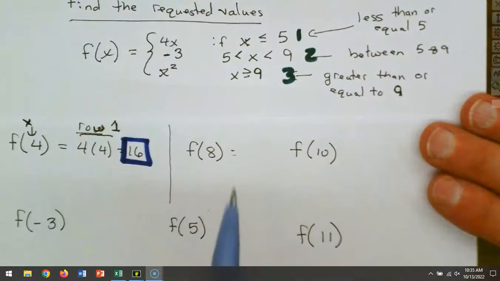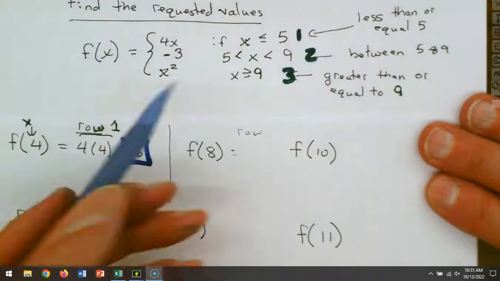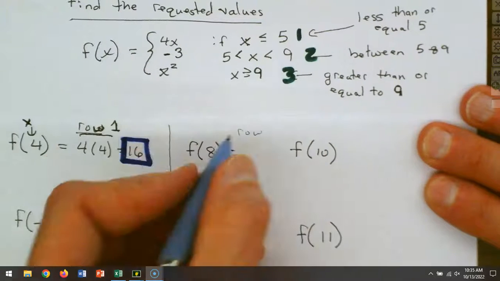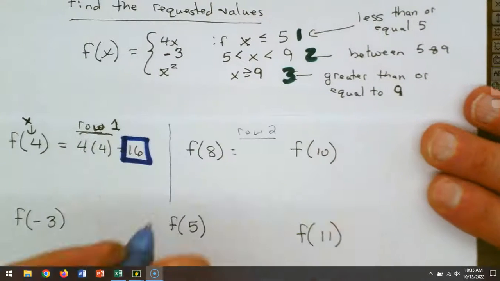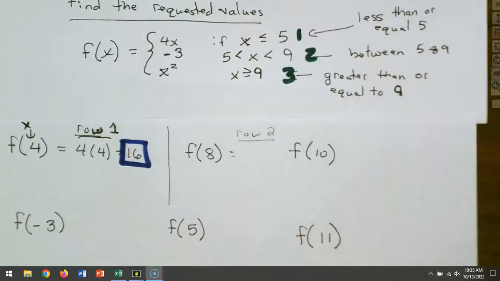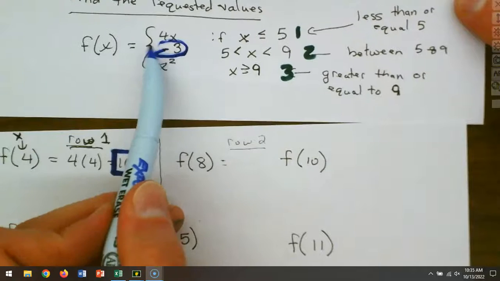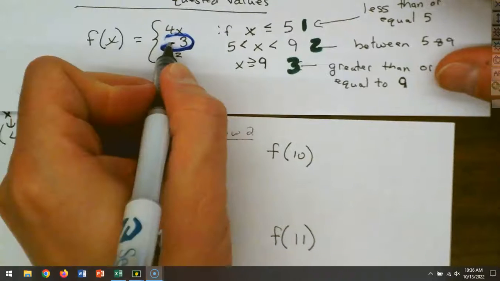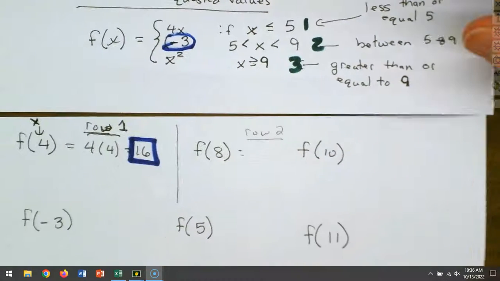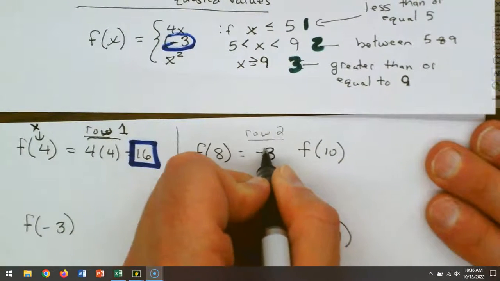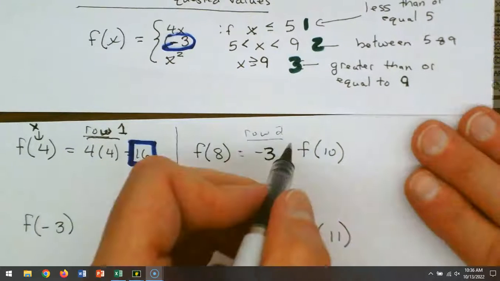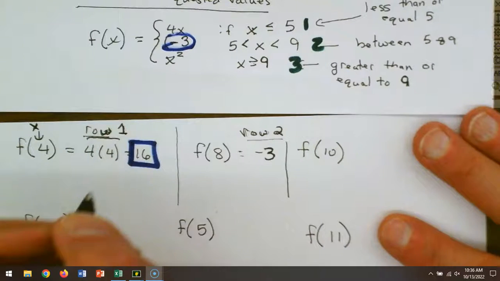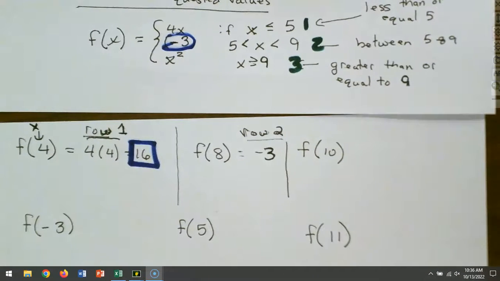Which row would this one fall under? 2, right? Because 8's in between 5 and what? 5 and 9. So that would fall under row number 2. And what do we get out in that row? -3, right? So that one's going to come out to be what now? Sorry about that. That one comes out to be, doesn't matter what it is, it's a constant, -3. Because it falls under row 2. What about 10? Which one would it fall under?